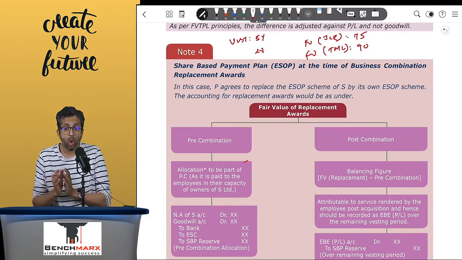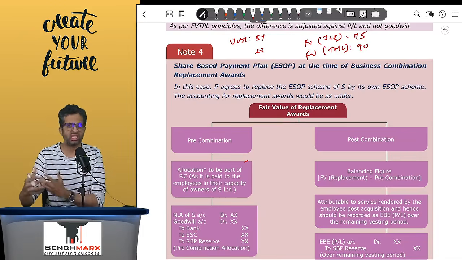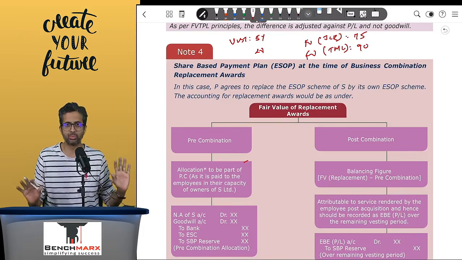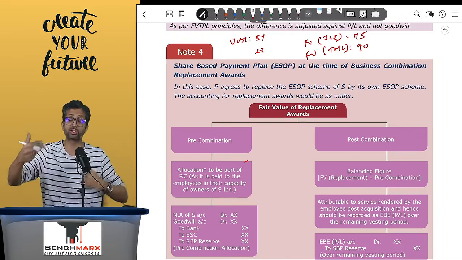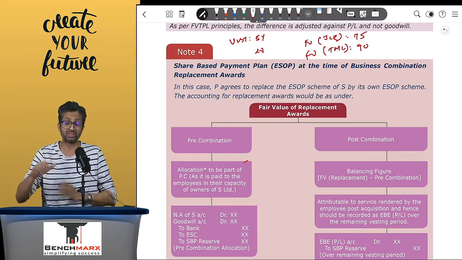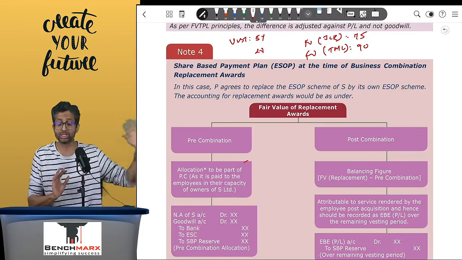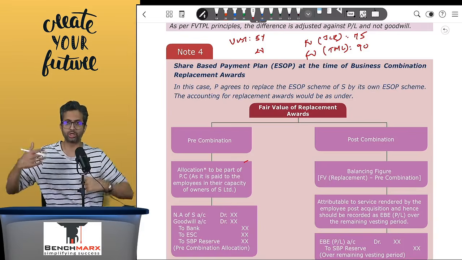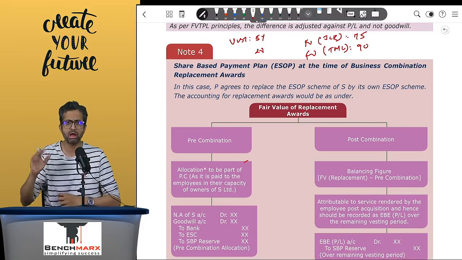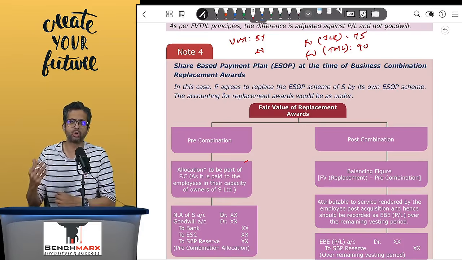Now, how will you allocate these values between the pre and post combination element? Remember, the pre-combination element is for service already rendered. By virtue of it, they become owners and hence it is a part of PC. The post-combination element will be employee cost, which will be recorded over the service period. So how much of this will be attributable to the pre-combination element?